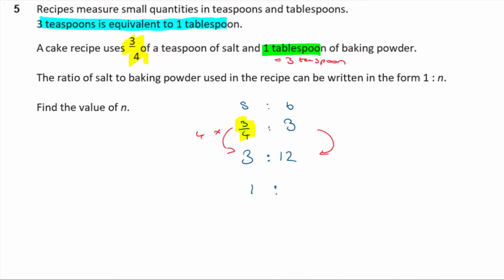And then to go from 3 to 12 to 1 to something, I'm going to divide by 3 then, aren't I? So divide them the same. That was times 4. This is going to be divided by 3. So 12 divided by 3 is 4. So what is the value of n? n is equal to 4 then.